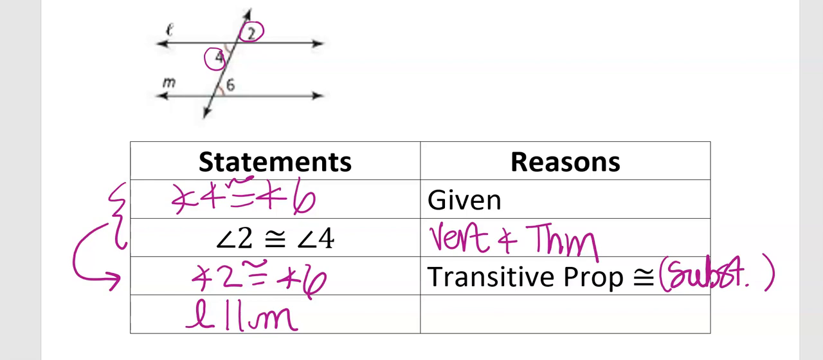And 2 and 6, what kind of angles are those? Corresponding. Didn't we just have a theorem that said if we can show that those two angles are the same and that they're corresponding, the lines would be parallel by that converse. So we're going to say converse of corresponding angles. Is it theorem or postulate on that one? Theorem.